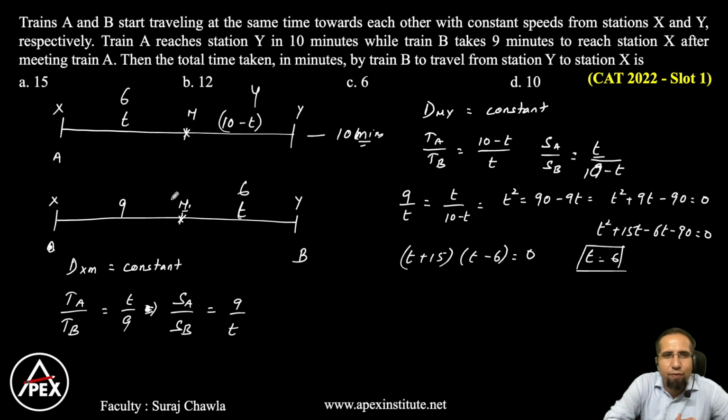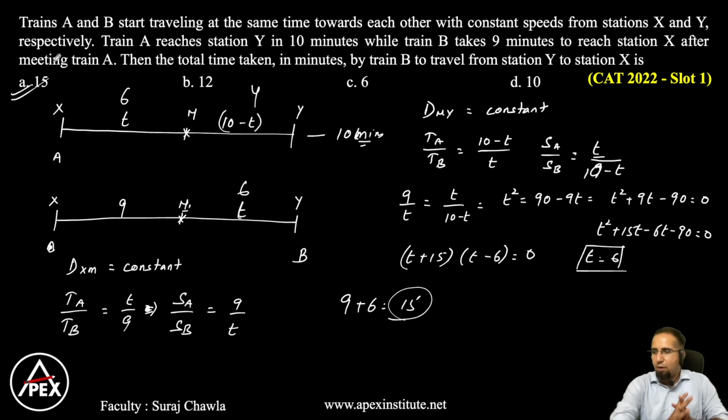What is the question asking you? Find the total time in minutes taken by train B to travel Y from X. So time taken by B to travel Y from X is equal to 9 plus 6. That is 15 minutes, and that becomes our required answer. So this completes our lot on the proportionality as well.